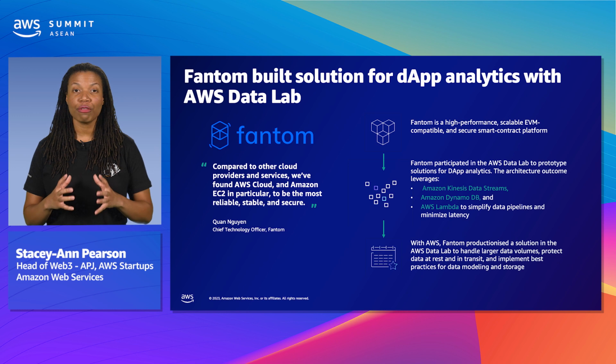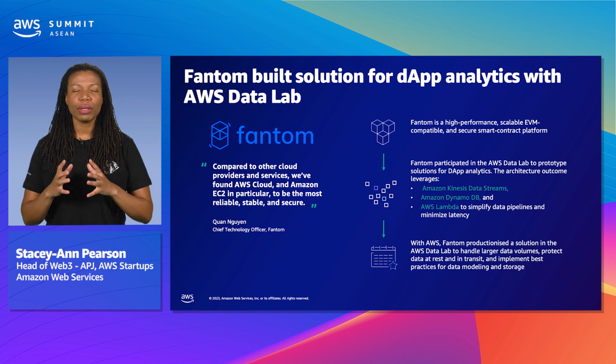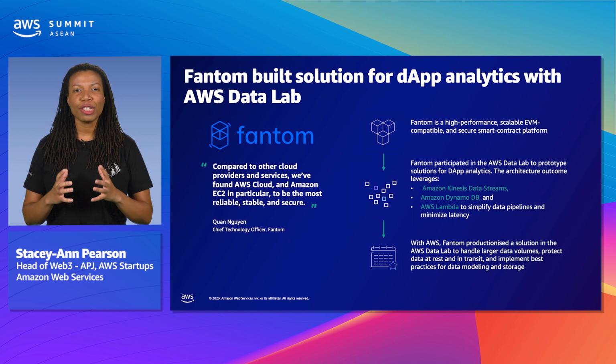Our last use case example covers how Phantom built a solution for decentralized application analytics with AWS Data Lab. Phantom is a high-performance, scalable, Ethereum virtual machine compatible, and secure smart contract platform. Phantom can be described as a leaderless, asynchronous, and Byzantine fault-tolerant Layer 1 blockchain protocol. Phantom participated in the AWS Data Lab program to prototype solutions for decentralized application analytics. The result was that Phantom leveraged several services to simplify data pipelines and minimize latency. Phantom used AWS to build a well-needed solution and implement best practices for data modeling and storage.